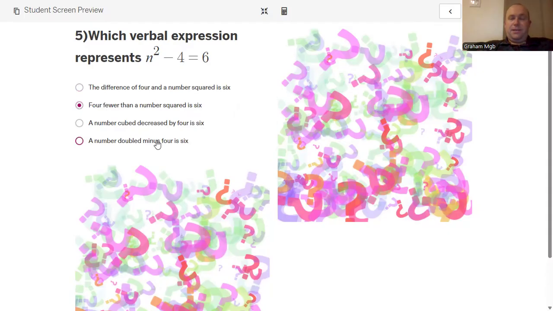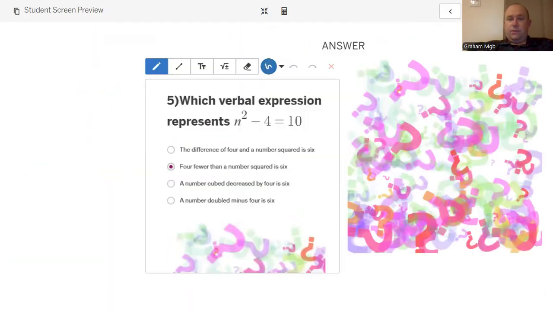Just to also show you why C and D are wrong, decreased by is definitely subtract, but it says a number cubed. So this is not a number cubed, this is a number squared. Cubed means it's to the power of 3, therefore that vocabulary word there is wrong. And doubled does mean something to do with 2, but it means you times by 2. So this would mean 2n as opposed to n squared. That's how we can pick out answer B for this question.